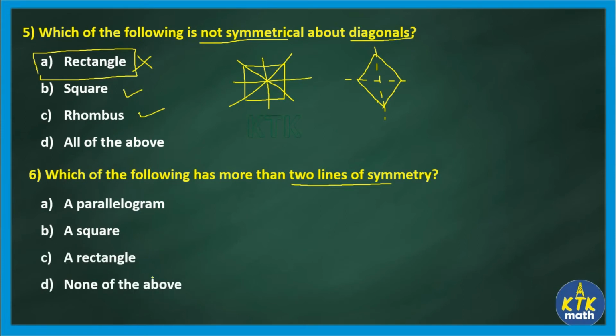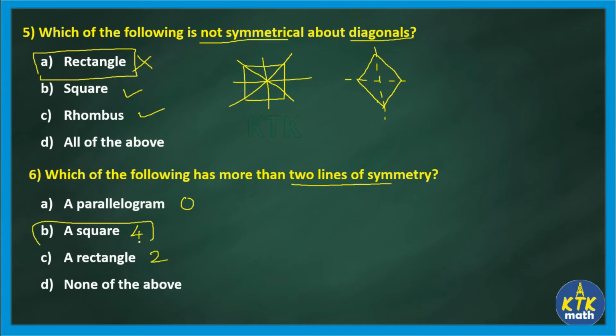When you are solving these kinds of questions, you must know which shapes have how many lines of symmetry. We know that a parallelogram does not have any lines of symmetry, so 0. A square has 4, a rectangle has 2. Therefore your answer is option B.